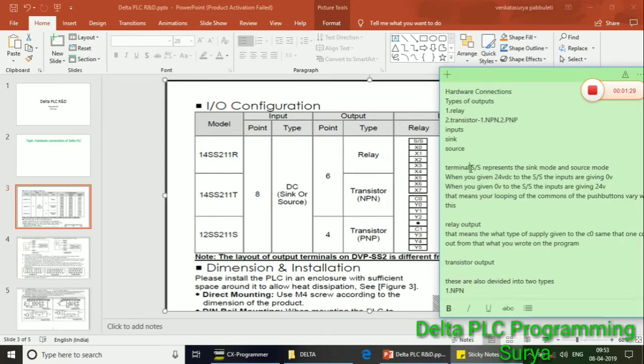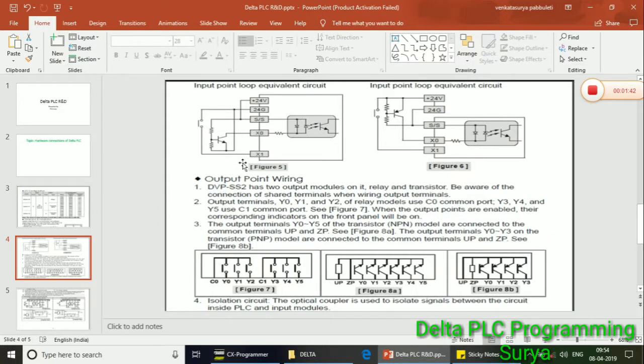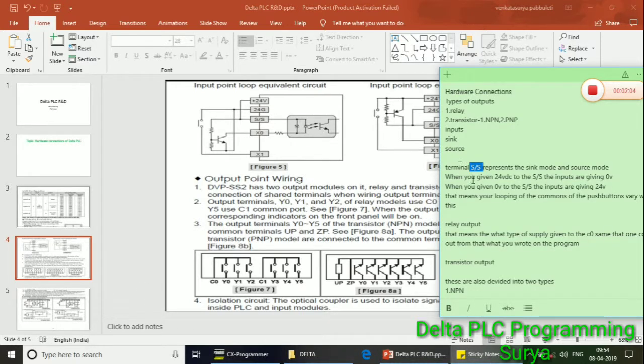Okay, next you will see the input type SS shown here. SS means sink source terminal. When you give 24 volts to the SS sink source terminal, then the inputs are given 0 volts. See the image. When you give 0 volts to the sink source terminal, then we give 24 volts to the input commands of the push buttons, etc.